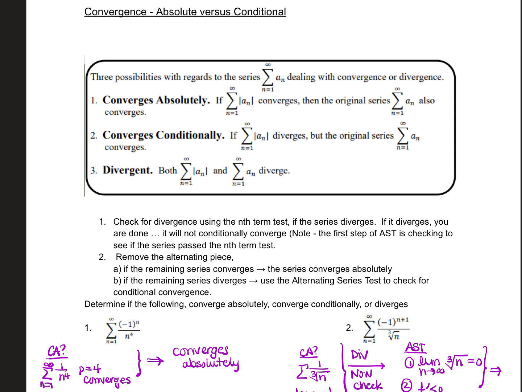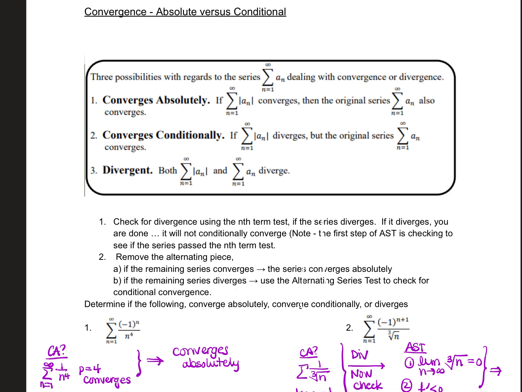If you are using an absolute value test, which are the ratio test, the root test, and the geometric test, all of those have absolute values in them. And if you get inconclusive from them, they will not diverge, and you do not need to go on and check for conditional convergence.